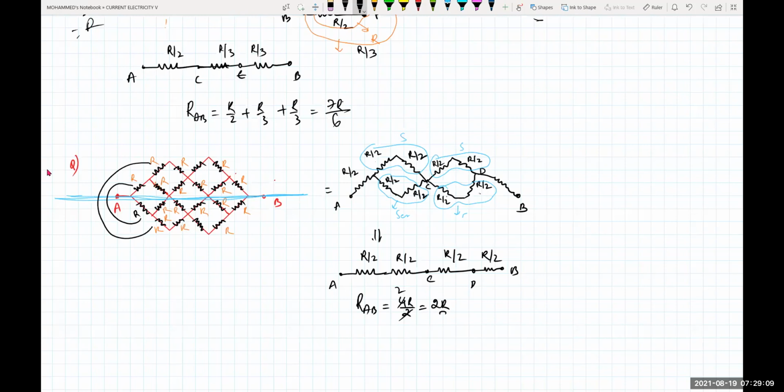So between A and C, there is R by 2 and R by 2. Between C and B, there is R by 2 and R by 2. Everything is in which combination, beta? Series combination. So that will be equal to how much for me? 4R, by series combination. A to C, this one will become for me R. And between C and D also will become for me R. R and R, that will become for me 2R.